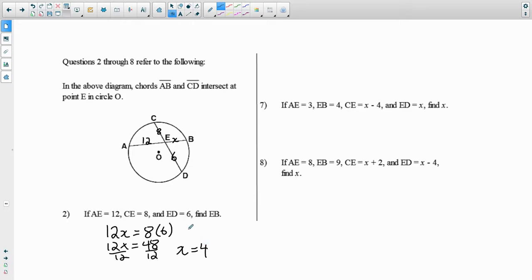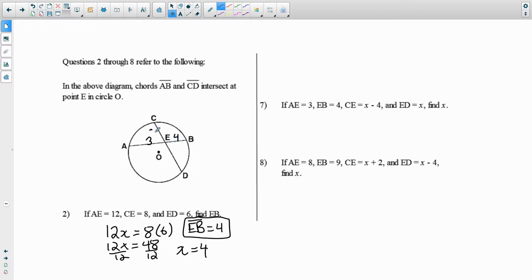This is a short answer question, so I'm going to say EB is equal to 4 because that was my x. It's as simple as that. Okay, now I'm going to erase these values here because we're using the same circle to do these other problems. So I'm going to erase those, and let's go on to number 7. Number 7 says AE is 3 and EB is 4.